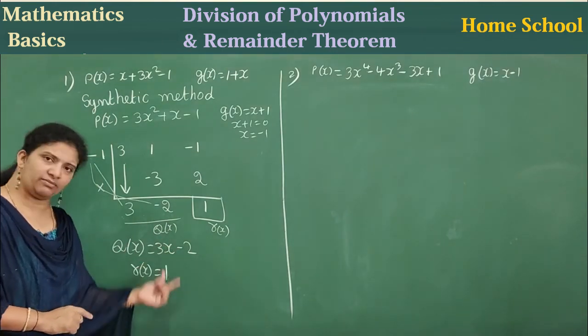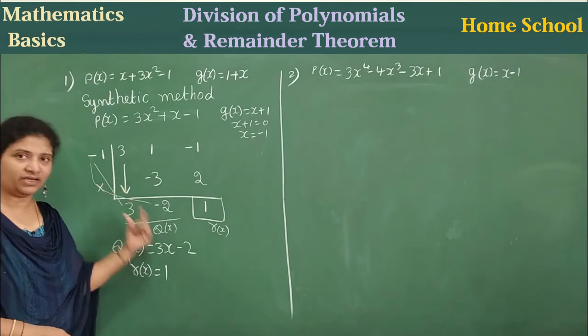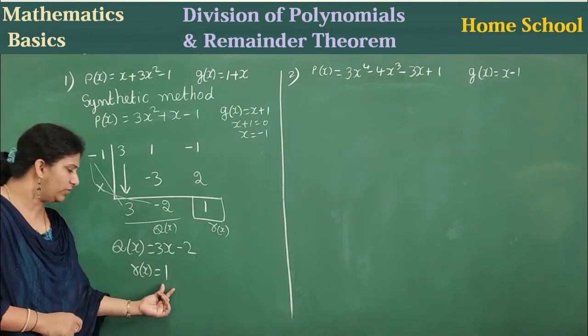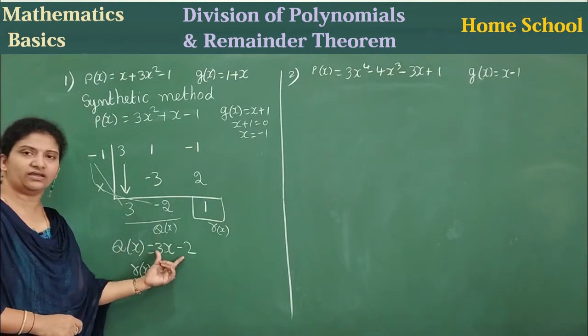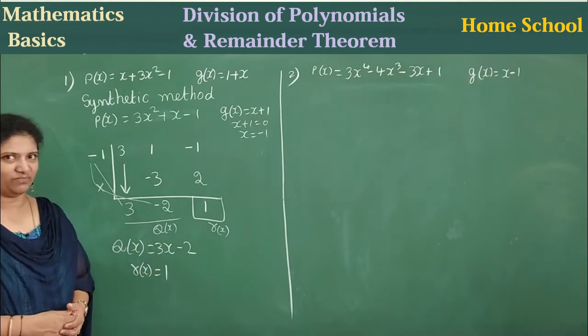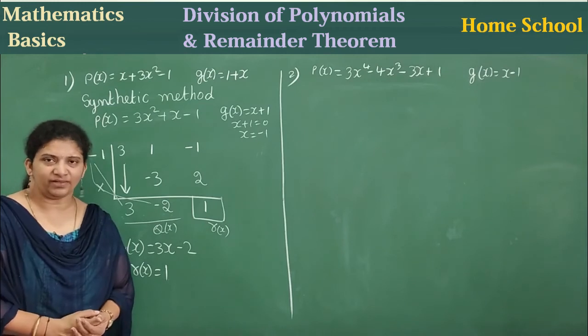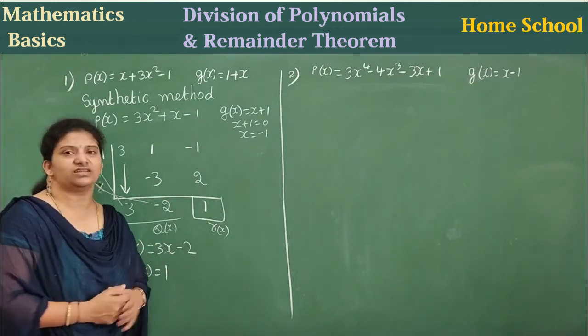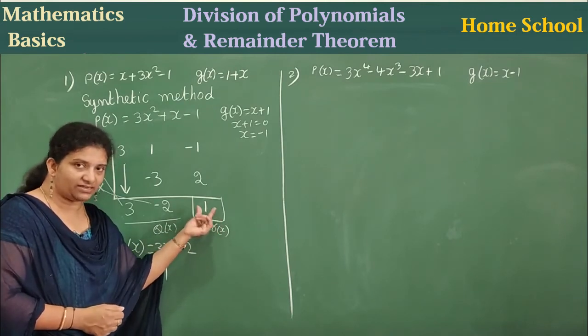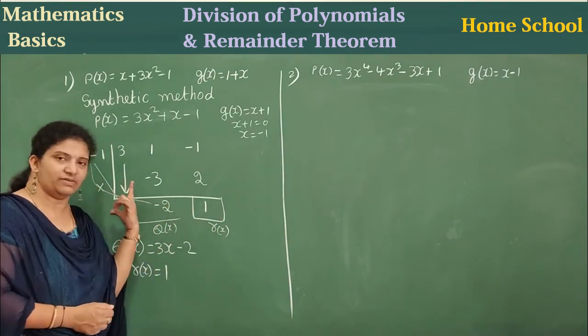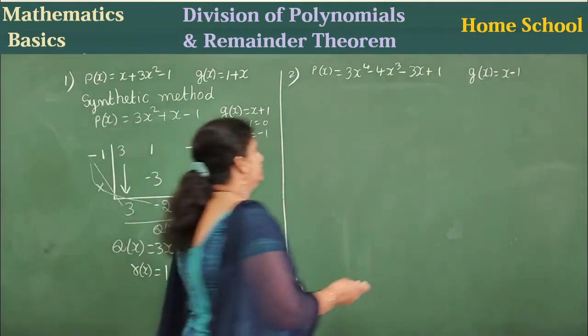You get the same quotient and remainder. And in the remainder theorem, you get the same remainder. And now in the synthetic method, you get the same quotient and remainder. Shall we see another example? It will be very interesting, children. This method is very interesting. The last value we get is the remainder, and the remaining terms will be the quotient.